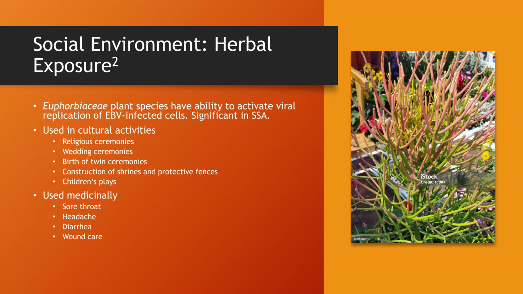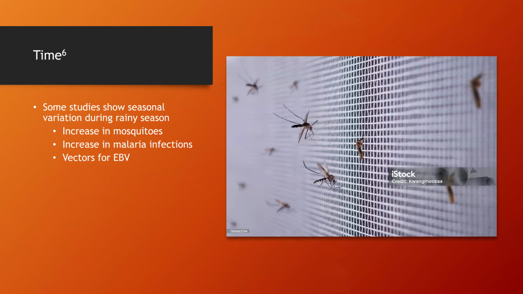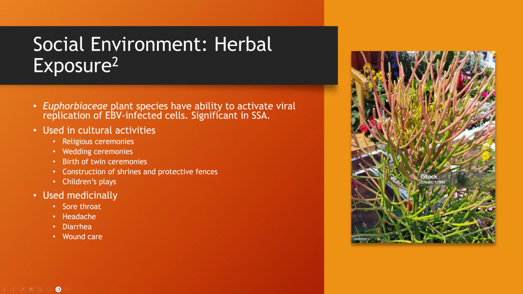Additionally, and probably most surprising, it's also used medicinally. So we see it used for sore throat, headache, diarrhea, and wound care in that region. So this plant is used for many social, medical, and cultural activities within the sub-Saharan African region. And what are we seeing? We're seeing an increase in Burkitt lymphoma in children in the sub-Saharan African region.